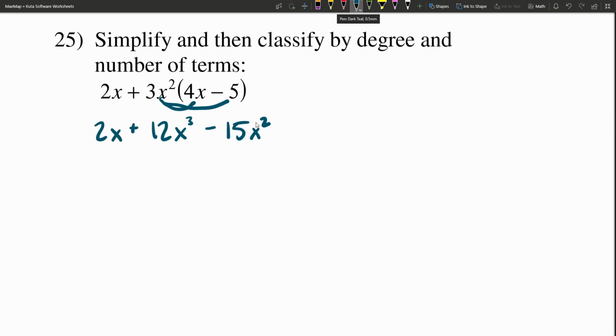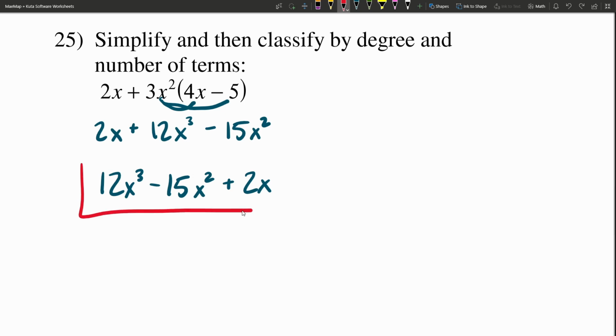So we can't combine any of our terms because we have a degree of 1, 3, and 2. So starting with that degree of 3, we're going to have 12x cubed minus our next degree of 2, 15x squared, plus our degree of 1, 2x.